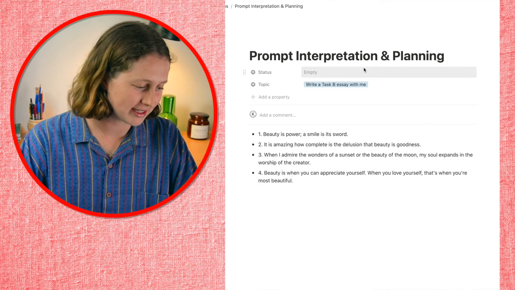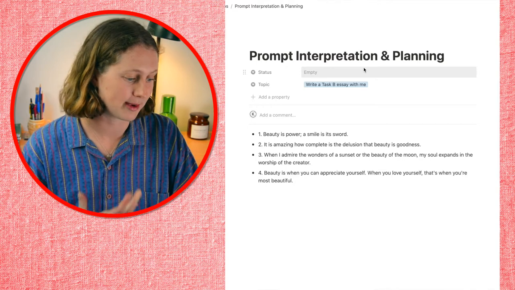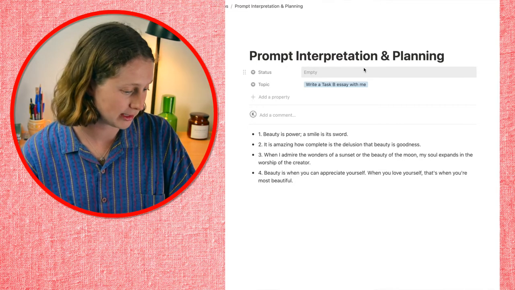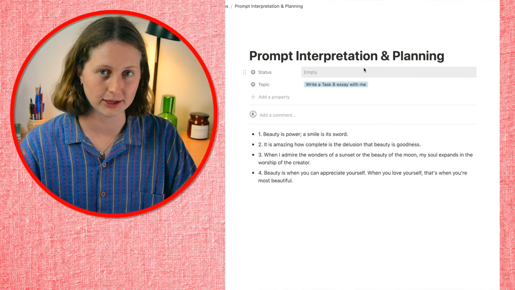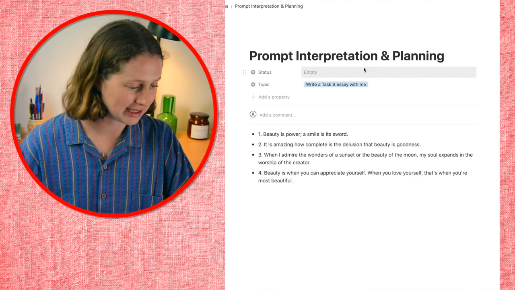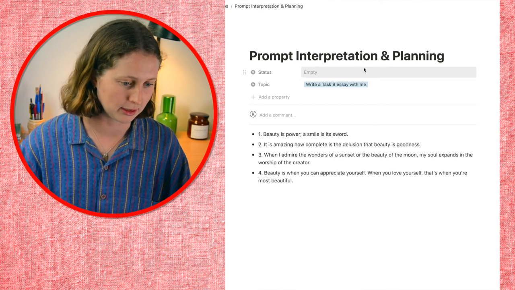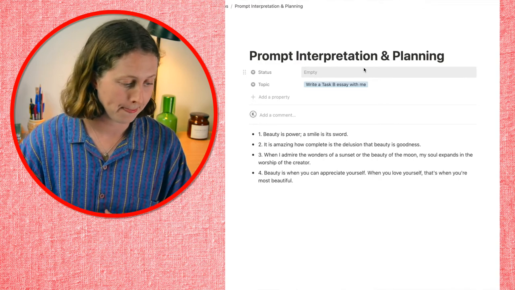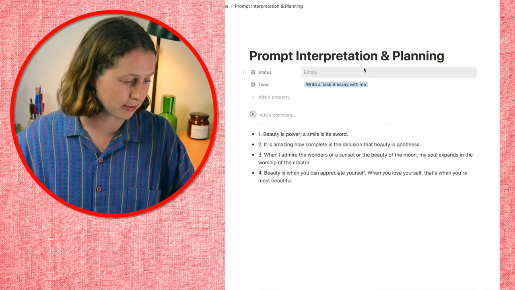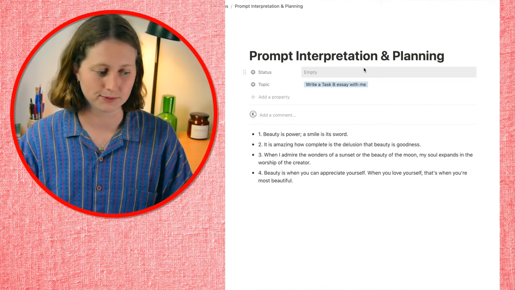The third one is that when I admire the wonders of a sunset or the beauty of the moon, my soul expands in the worship of the creator. That's pretty spiritual. Okay, so I'm starting to get an idea of what it is actually hinting at. It's kind of about the spirituality of beauty, the power of beauty, the goodness, the morality of beauty, the power. Yeah. The last one is beauty is when you can appreciate yourself. When you love yourself, that's when you're the most beautiful. Self-love. Cute.